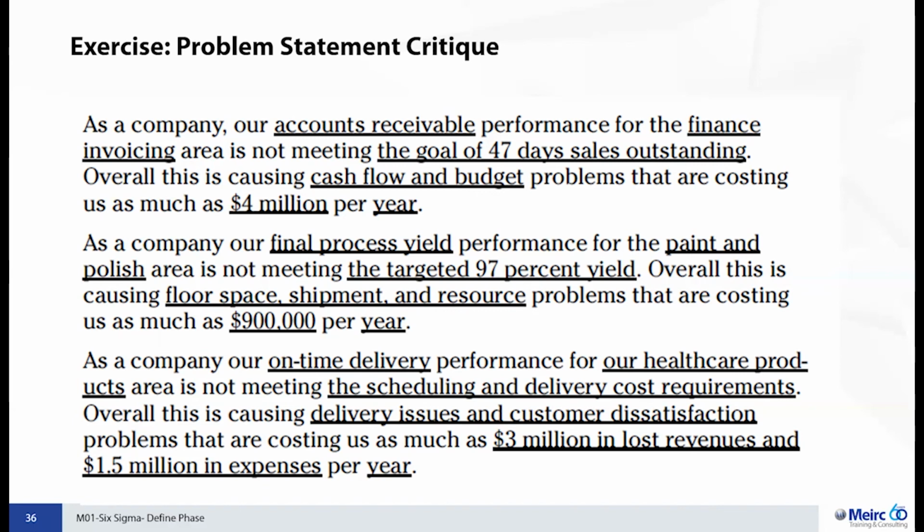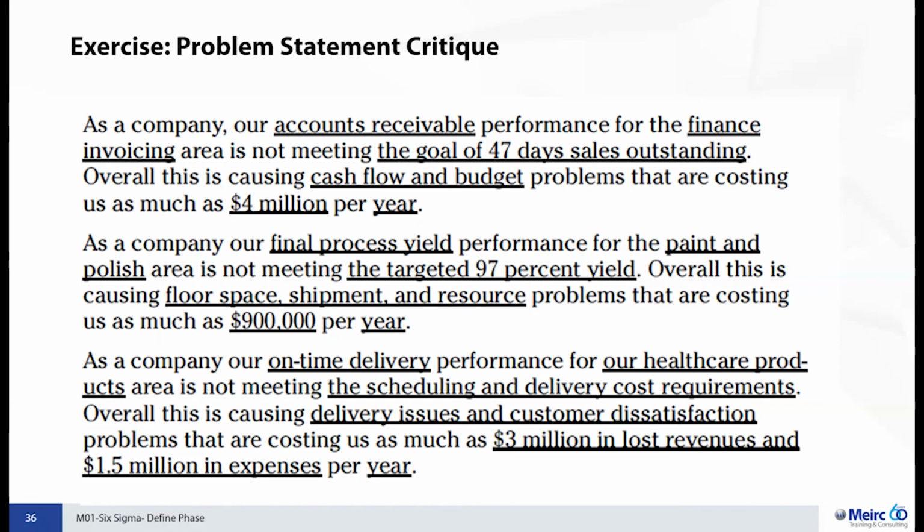Now, why is this happening? Well, it seems they have a goal, the goal of 47 days sales outstanding. They're not able to get their money in and to collect within the 47 days. Now, what is their target? That is not mentioned in this statement.